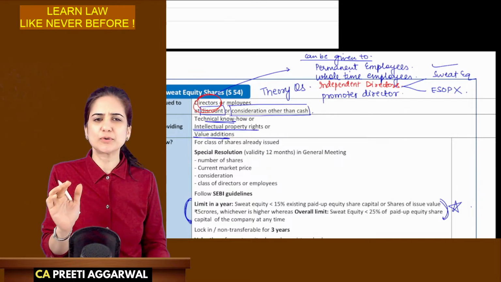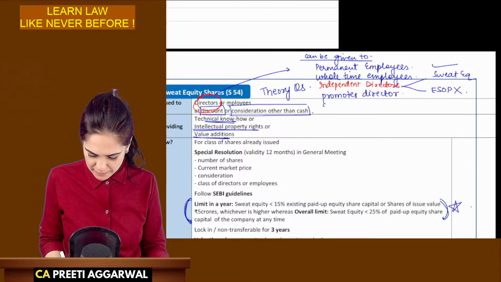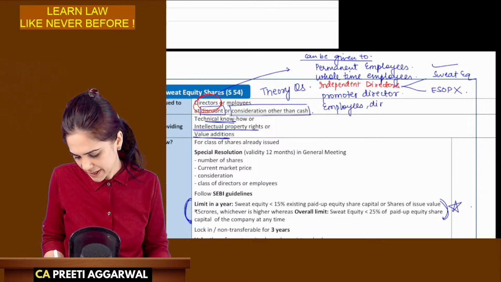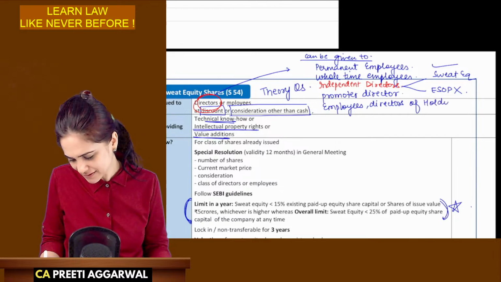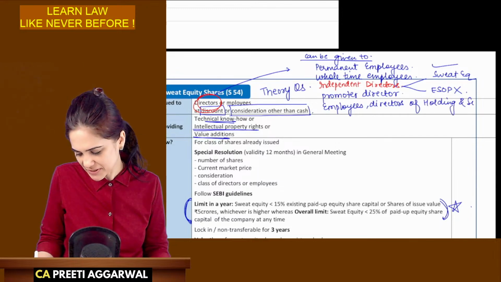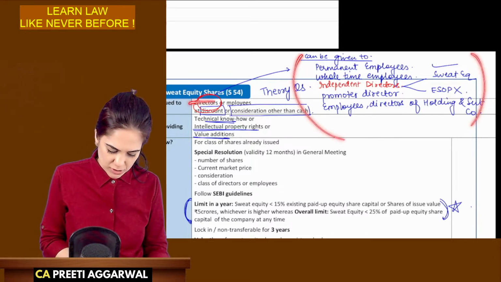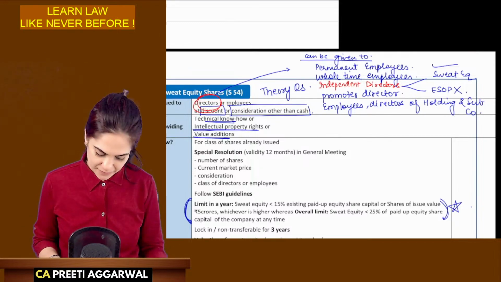And you can also give it to employees or directors of the holding or subsidiary company, as the case may be. So these are the persons who are entitled to sweat equity.